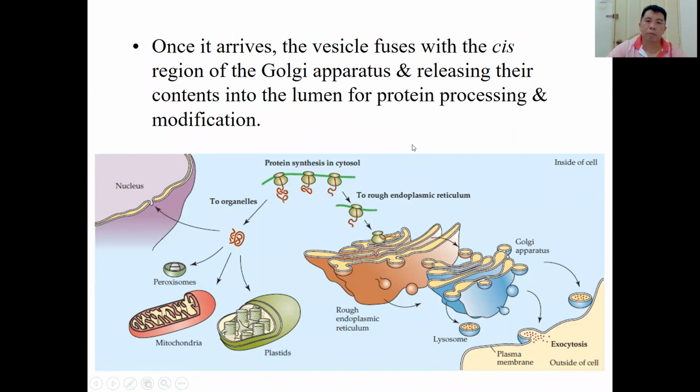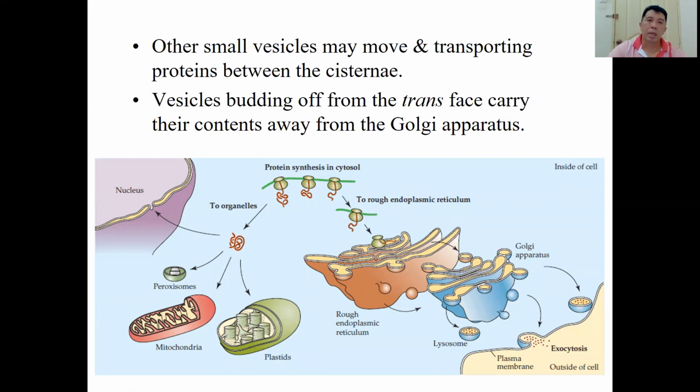Then once it has arrived at the Golgi apparatus, the vesicle fuses with the cis phase of the Golgi apparatus and releases the contents, either proteins or lipids, into the Golgi apparatus for processing and modification. Then other small vesicles may move and transport protein between the cisternae, I mean from one cisterna to another cisterna, for other processes or reactions.